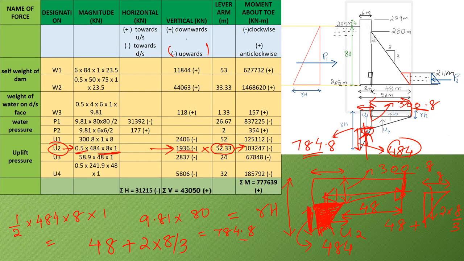That is equal to 103,247, and that is also in the clockwise direction, so that is also taken as negative. Okay, now we have found out U2. Next we have U3 and U4.